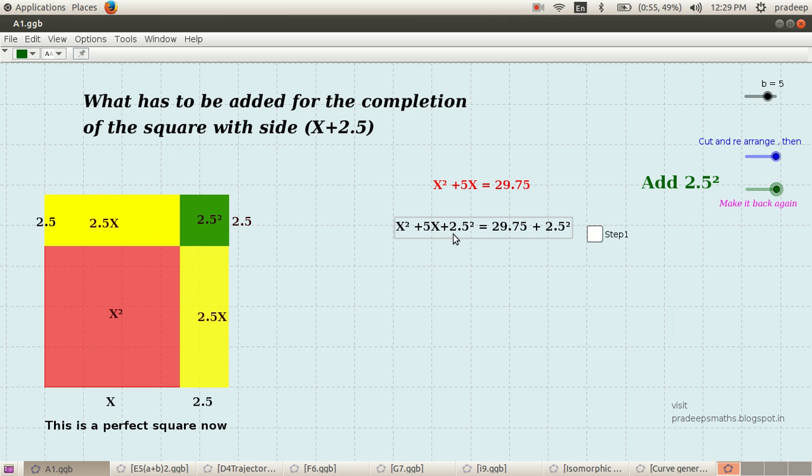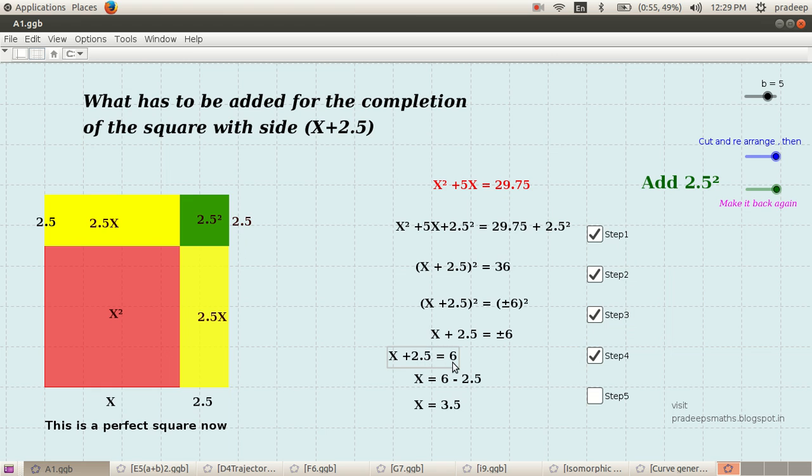Then after adding 2.5 square on both sides, we can express that in this form, and taking square roots, we will get two cases. First case, x plus 2.5 is equal to 6, and this 2.5 can be shifted to this side with reverse operation to get the value x equal to 3.5 as one solution.